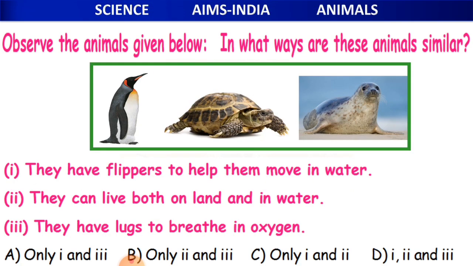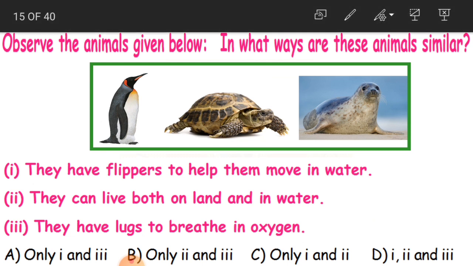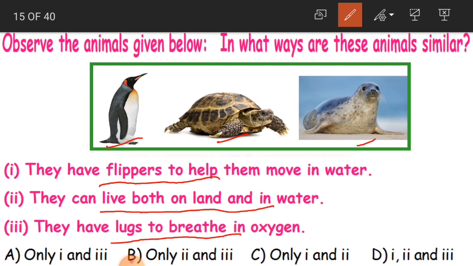Now observe the animals given below. In what ways are these animals similar? You have got a penguin and a tortoise and a walrus. In what ways are these animals the same? Similar is nothing but same. They have flippers to help them move in water. They can live both on land and in water, and they have lungs to breathe in oxygen.